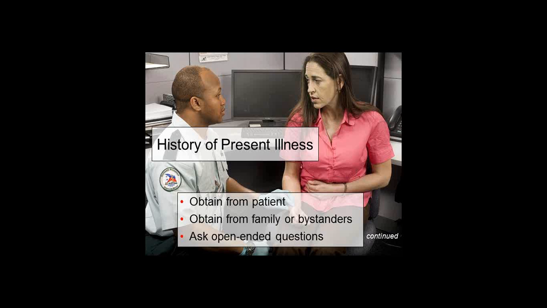So that history of the present illness, obtain this from the patient, obtain it from the family and bystanders, and ask open-ended questions. We try to get most of our information from the patient, because in most cases they are the most reliable source for information that we're looking for. However, if we have a patient who is not within their right mental faculties, we're still going to talk to them, but we also are going to understand that maybe the stuff we're getting from them is not reliable.